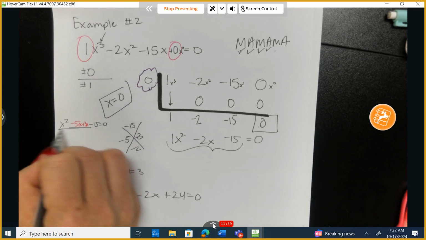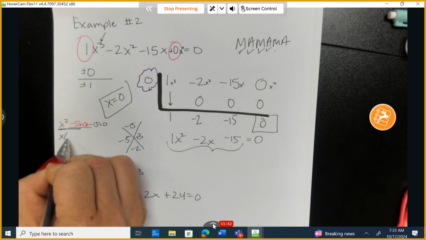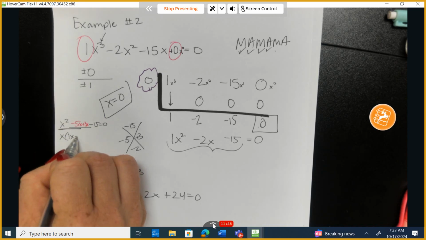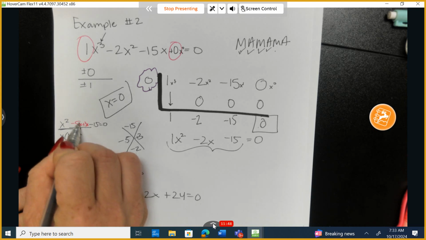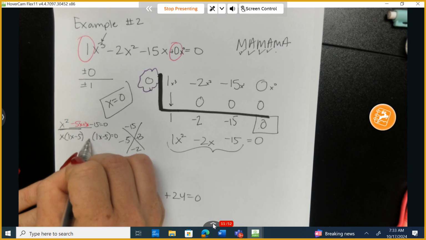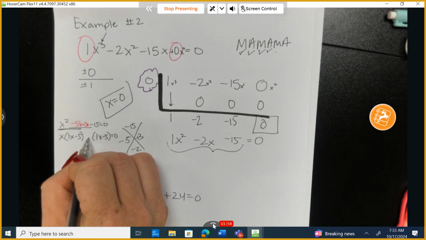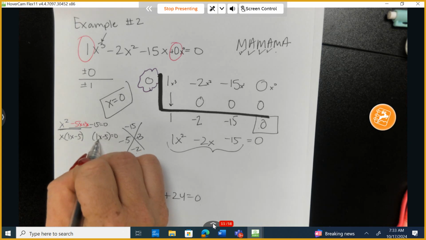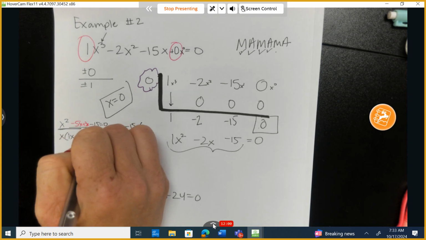Okay, so I'm going to factor out an x, and I get 1x. X times 1x is 1x squared. X times negative 5 is negative 5x. And then I'm going to copy and paste that in back. And I'm going to figure out what is this missing value here. What times 1x gives us a positive 3x? That's going to be a positive 3.